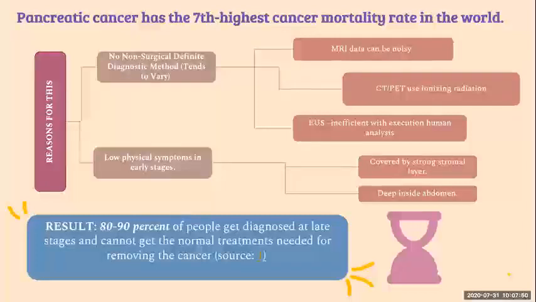Other than biopsy, the main diagnostic method involves imaging, and these imaging methods tend to vary. There's no streamlined method. Among that, the data can be noisy, CT and PET use ionizing radiation, and overall it can be inefficient with human analysis and execution. There are also few physical symptoms at early stages, which might be a problem in getting people tested. As a result, 80 to 90% of people get diagnosed at late stages and cannot qualify for cancer treatments.